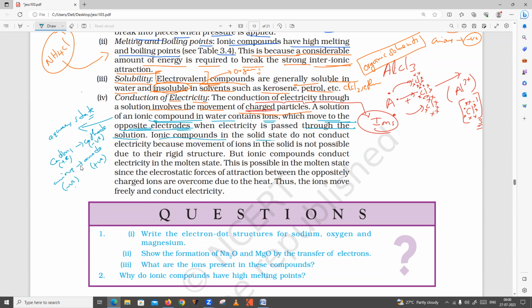So ionic compounds in the solid state, this is the most important one. Please, everybody, highlight it. They will conduct electricity only when they are in the molten state or when they are in the aqueous state, but not in which state?